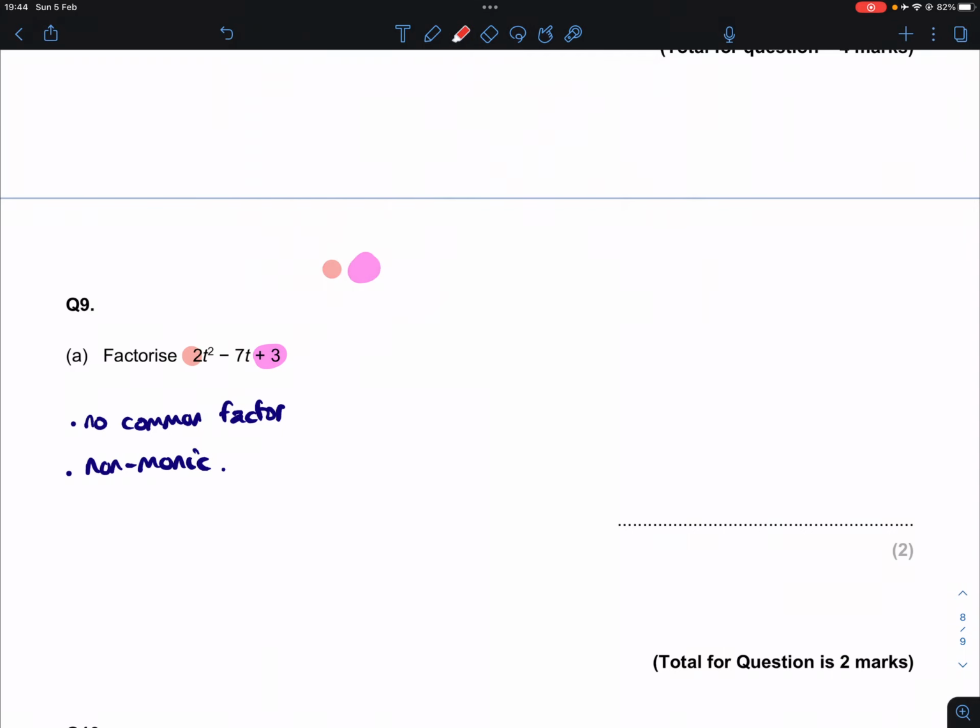That is the number that's with the letter squared. Normally it's an x squared, but in this case it's t squared. Multiplying those together is where we're going to start. Factors of 6. We have 1 and 6, 2 and 3, and we are looking for this.